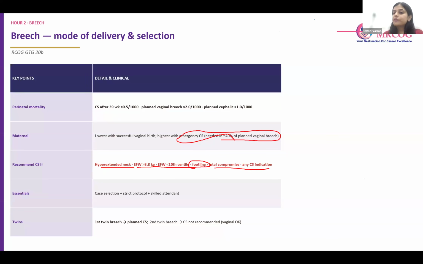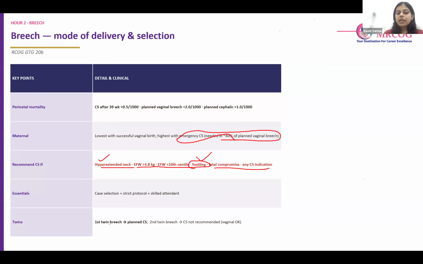This would be natural: if fetal compromise is there or any other cesarean section indication is there, then definitely we'll counsel for cesarean. But remember these two, hyperextended neck and footling, counsel for elective cesarean section. So what is essential? Adequate case selection, strict protocol, and skilled attendants, all these are essential for planned vaginal breech birth if you are opting for it.